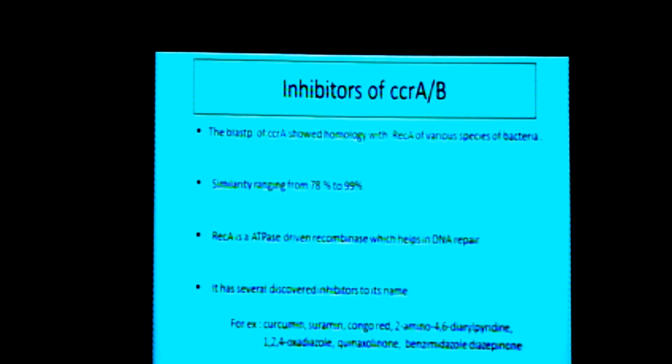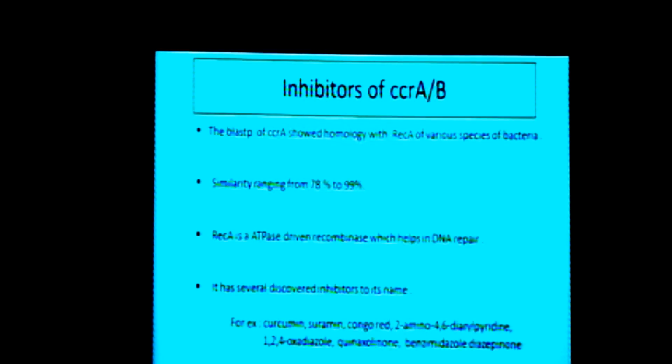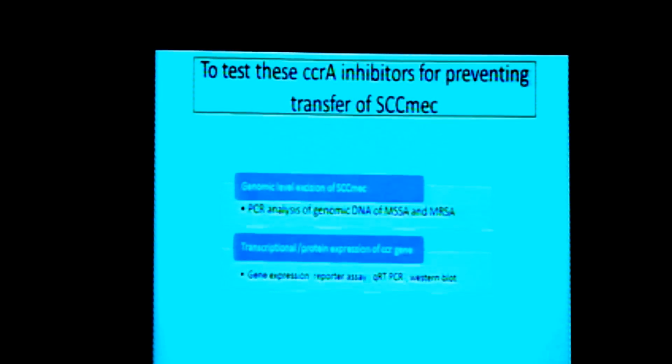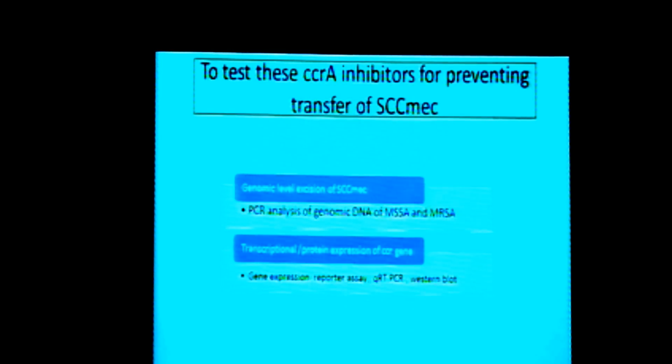So in order to find out the inhibitors of CCRA, what I did was I performed a BLAST search and I saw CCRA has homology with RecA of various species of bacteria, ranging from 78 to 99%. And as you know, RecA is an ATPase-driven recombinase, and it helps in DNA repair, and it is very well characterized, and there are many known inhibitors to it. So I suggested, why can't we use these inhibitors to inhibit CCRA? So the inhibitors of RecA could be used to inhibit CCRA.